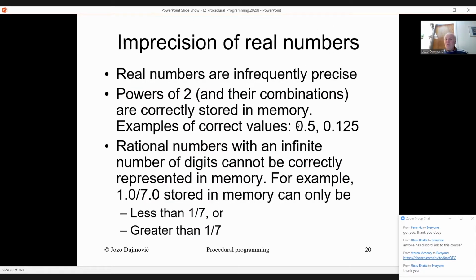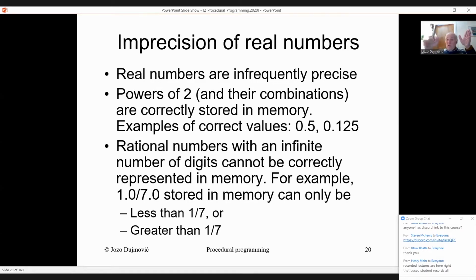Now, imprecision of real numbers is something that is important to know. If you divide, for example, 1 divided by 7, then you get, both in the decimal system and in the binary system, a number that has an infinite number of digits.